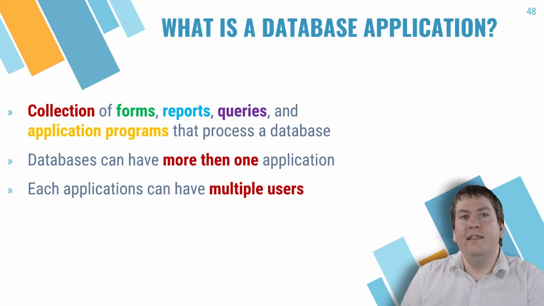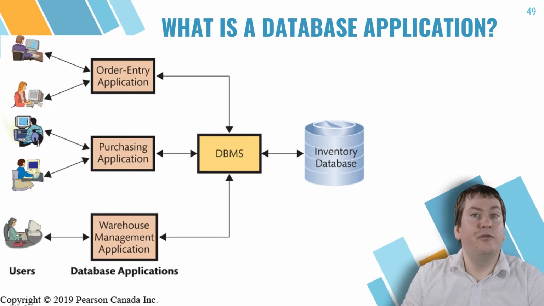And a key thing here is that databases can power more than one application, and each application can have multiple users using the application simultaneously. Let's take a look at an example. Here we see a diagram that shows three database applications: order entry, purchasing, and warehouse management. They're all powered by the same DBMS and utilize the same inventory database, and they do this all simultaneously.